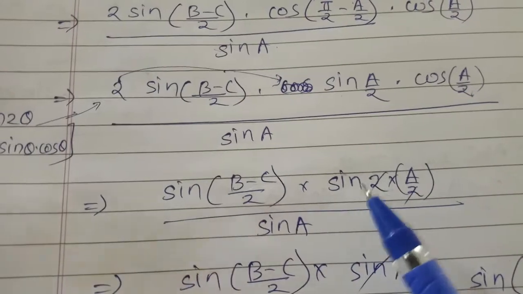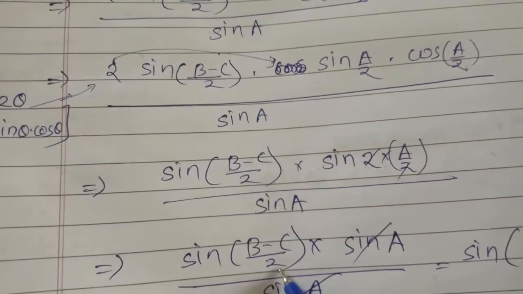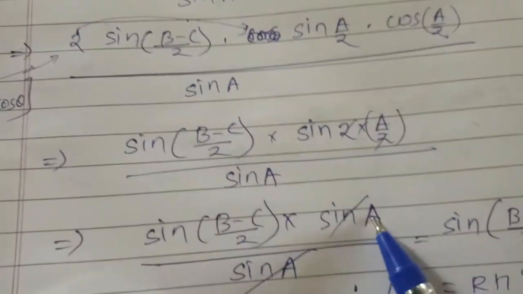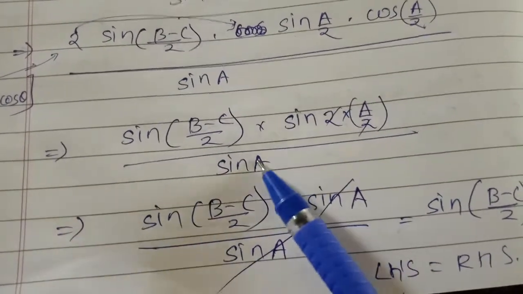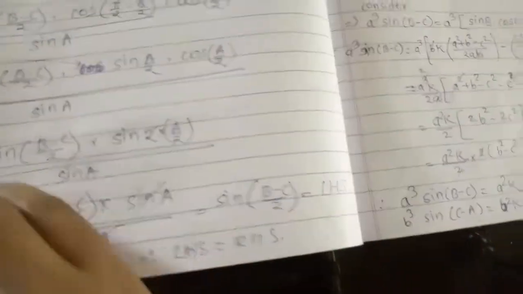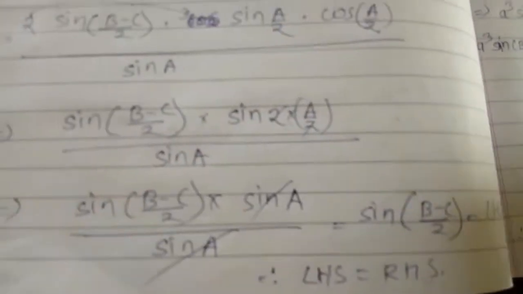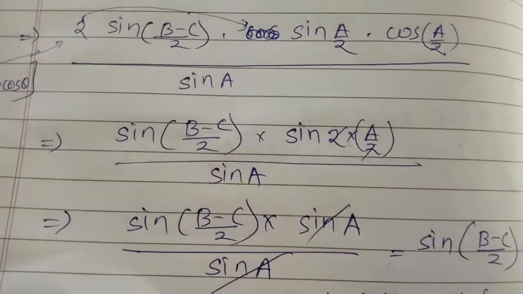So 2 will get cancelled. And so lastly we get sin((B minus C)/2) as it is, sin A as it is, and the sin A is cancelled with this sin A. So the remaining term is sin((B minus C)/2), which is nothing but the LHS. So hence we prove here, and so we can write that LHS equals RHS.